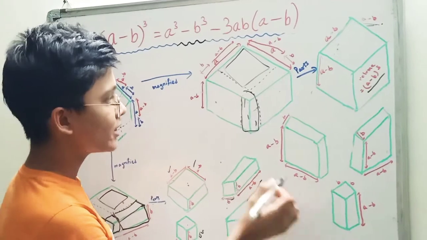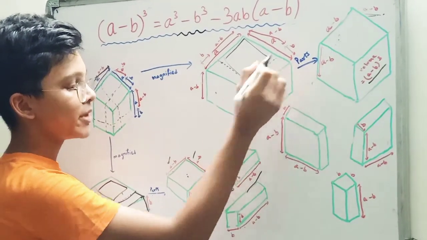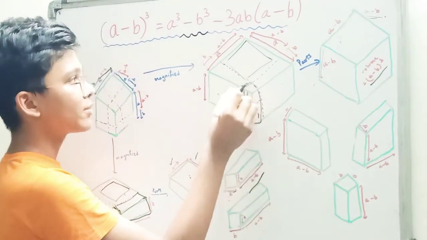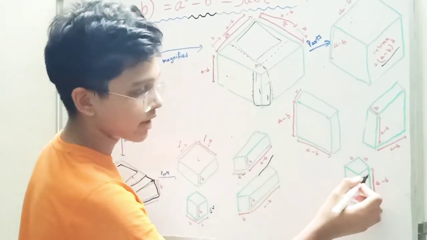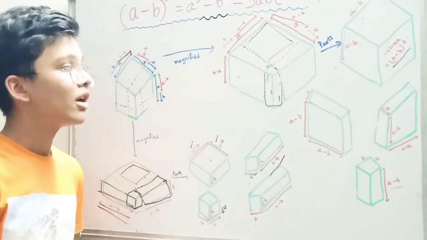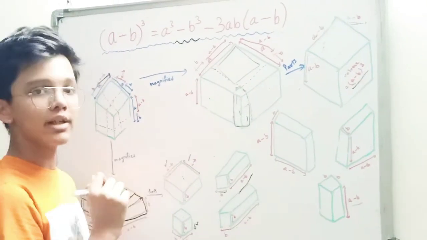So this portion is b, so this will be b. This portion is b, and this is a minus b, so here it is a minus b. Now these two portions, they both are cuboids and they both are equal.